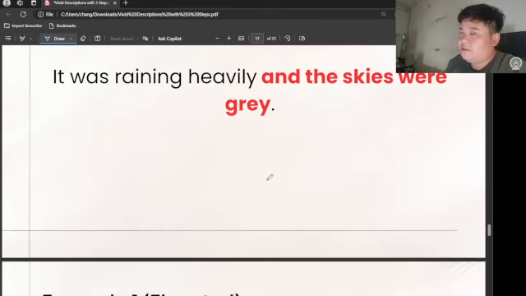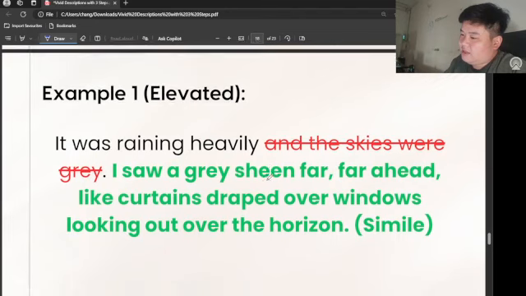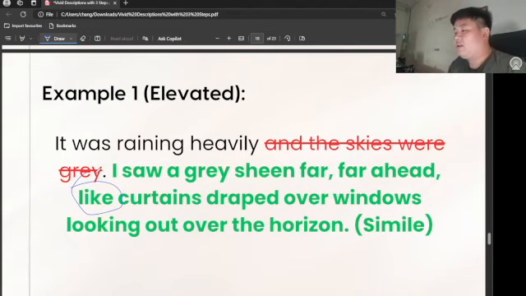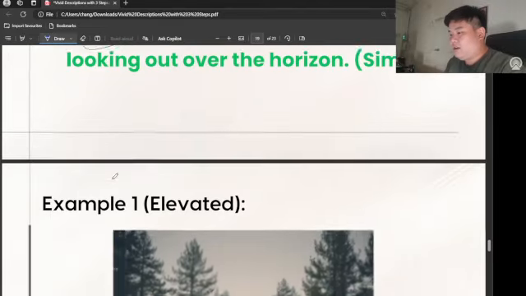You can make use of certain literary techniques like this. It was raining heavily, and then I saw a gray sheen. A sheen is like a shimmering reflection of something. Far, far ahead, like curtains draped over windows looking out over the horizon. This is a simile, of course. How do we know? Because of this particular word over here. So, like curtains draped over windows looking out over the horizon.